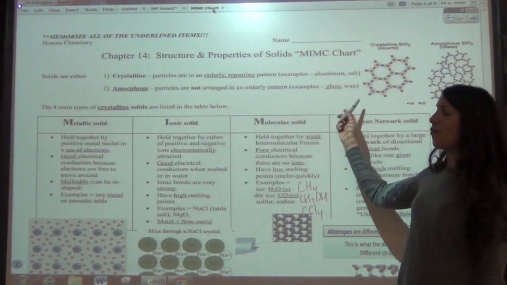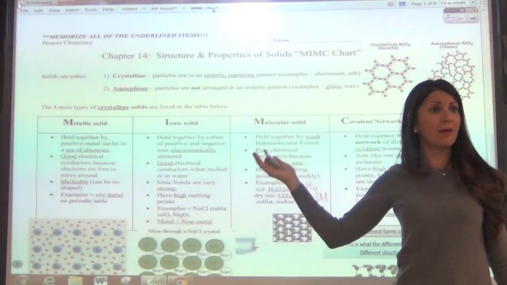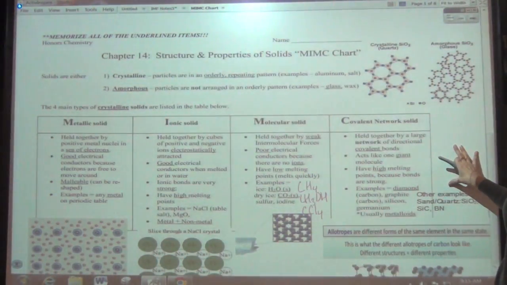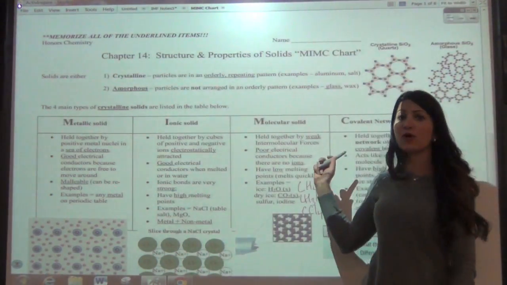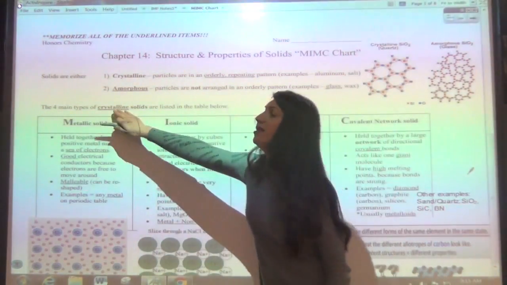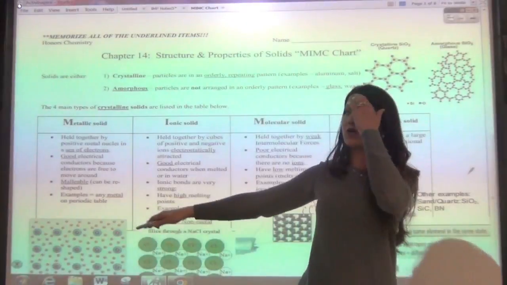So glass and wax and rubber would be amorphous solids, okay? These are all crystalline solids. These four are not amorphous. This is it for amorphous. We're done. Get it out of your head. These are all going to be crystalline.